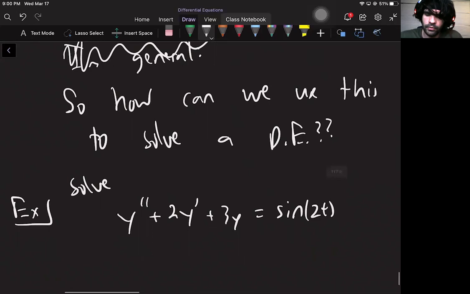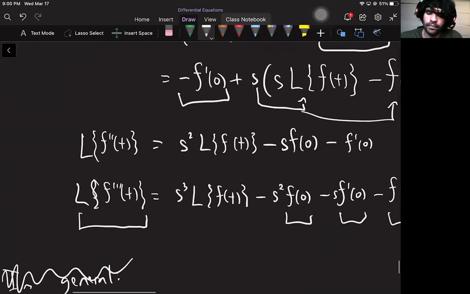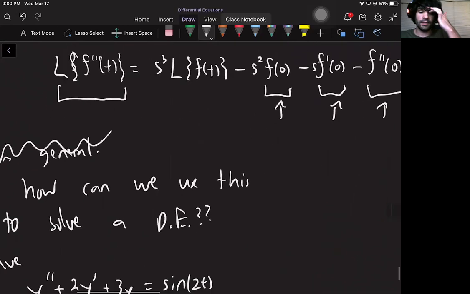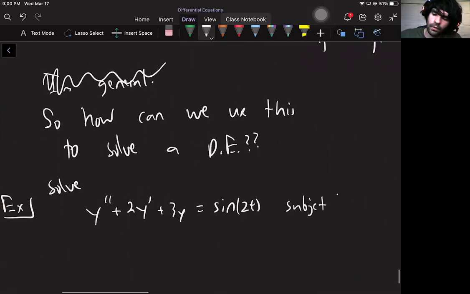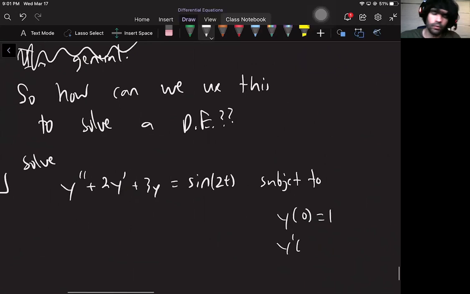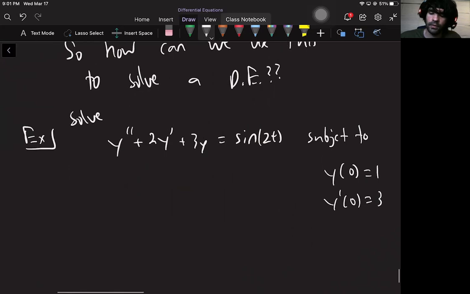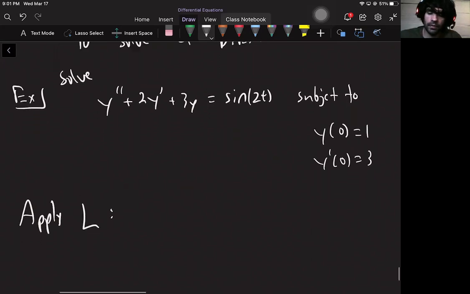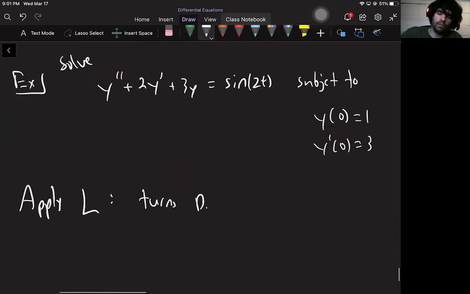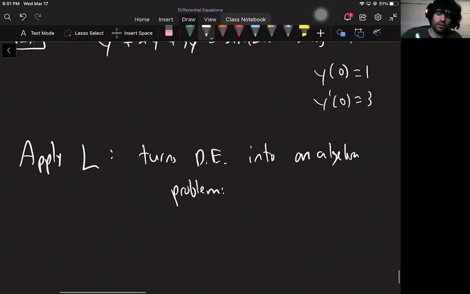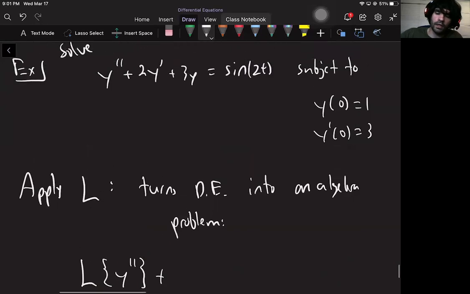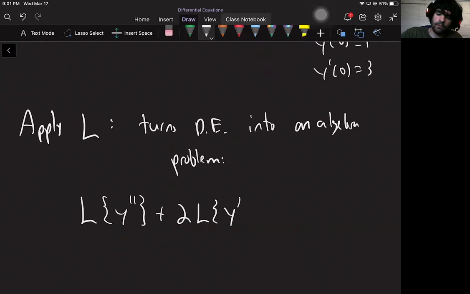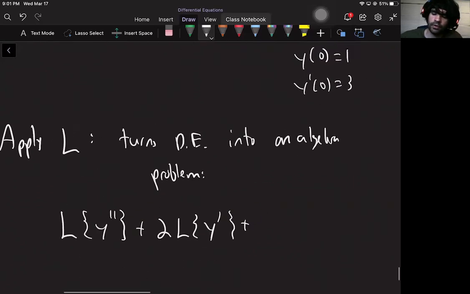For the Laplace transform to work on derivatives, you need to know these values. What that means is we really need to solve an initial value problem. So I have to tell you what 0 goes to for y of x and for y prime of x, in order for us to be able to use the Laplace transform. Okay, so what we do is we apply the Laplace transform. We basically turn our differential equation into an algebra problem. Because it's linear, I can just pull these constants out and put the Laplace transform through each thing.